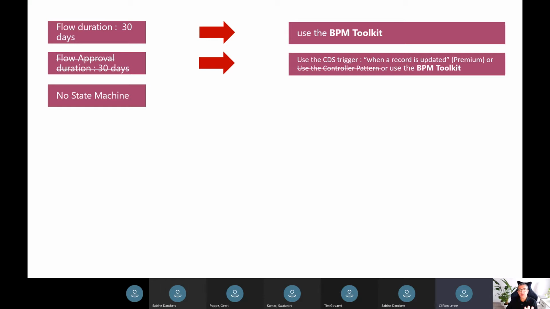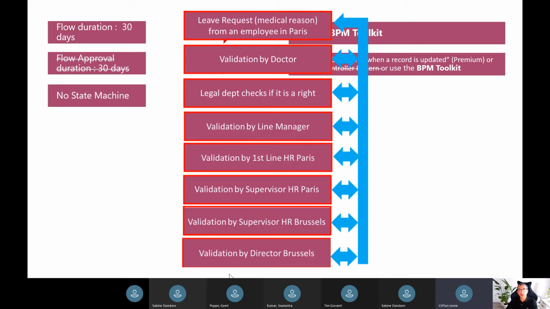Also, there's no state machine in Power Automate. So state machine means that you can have a business logic like this with several steps, and at some point you need to get backward. That's the benefit of state machine. We cannot do that in Power Automate.